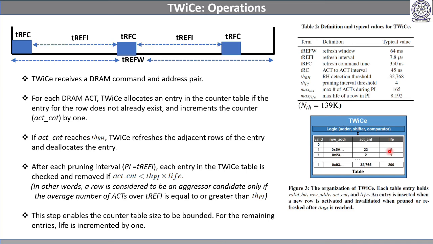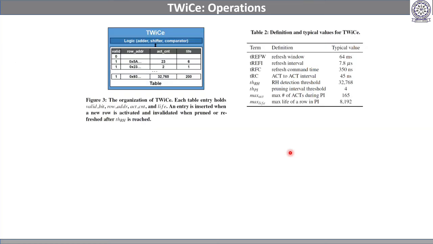So the complete operations of this paper are already explained. Whatever I've explained covers all the operations of this paper. Mainly they are managing the RH detection with a smaller number of counters by removing the unnecessary entries from this table. This is the main concept. And what should be the actual size of this table will be discussed in the next class.